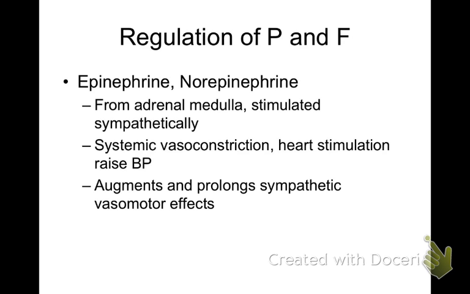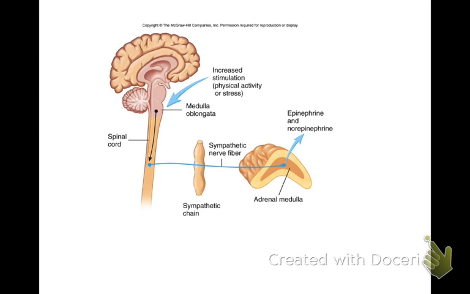So the effect of epi and norepi, as we learned when we studied the endocrine system, is to augment and prolong sympathetic vasomotor effects. So sympathetic effects occur in milliseconds and last for minutes. Epinephrine and norepinephrine as hormones are secreted within minutes and can last for hours. And here you see the pathway by which the sympathetic nervous system stimulates the adrenal medulla to secrete epi and norepi. Go back to the autonomic nervous system and study that pathway.